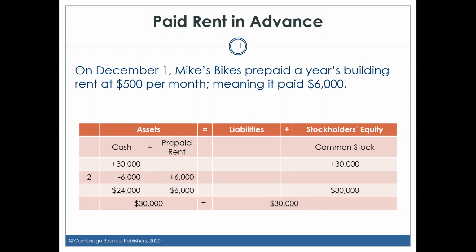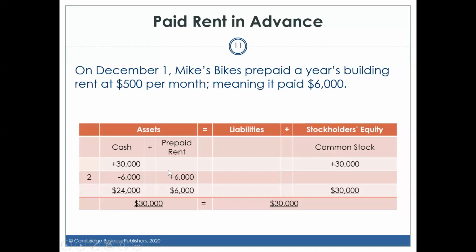An asset, we haven't really defined an asset yet. The formal definition of an asset is just an economic resource that provides a company a current or future economic benefit. And when we say the word economic, we mean dollar benefit. So on December 1st, Mike's Bikes gives up $6,000 of cash. That's one asset they give up. In exchange, they get another asset. They get the benefit of being able to occupy this building for the next year.